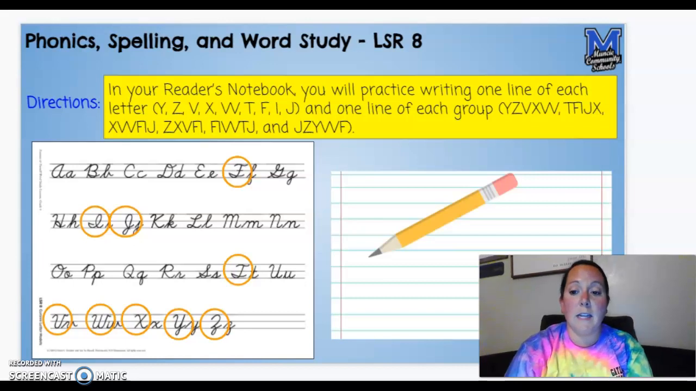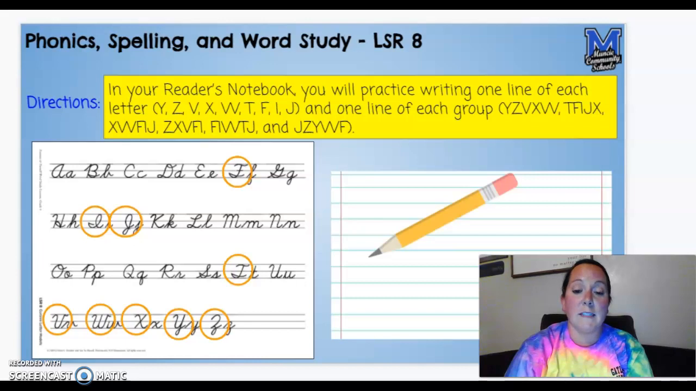Another line, uppercase and cursive T, F, I, J, X. Another line of uppercase and cursive X, W, F, I, J. Another line of uppercase and cursive Z, X, V, F, I.